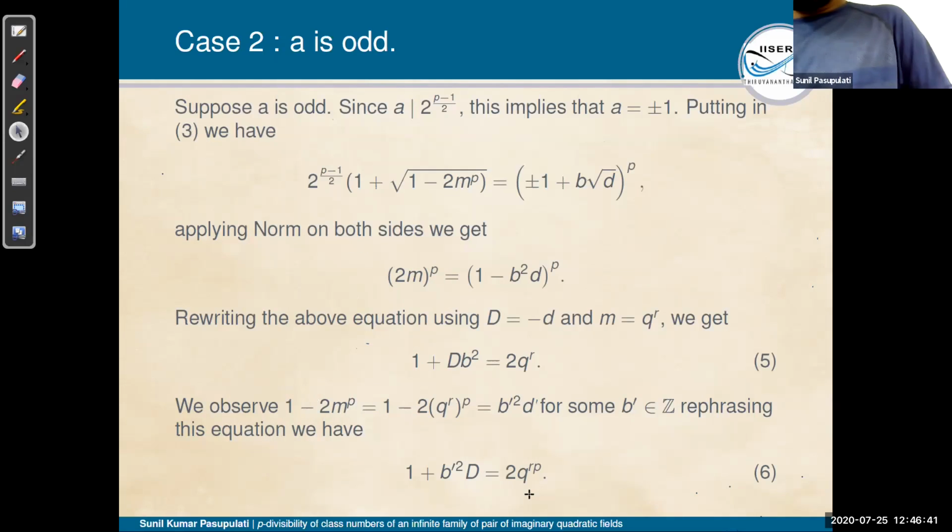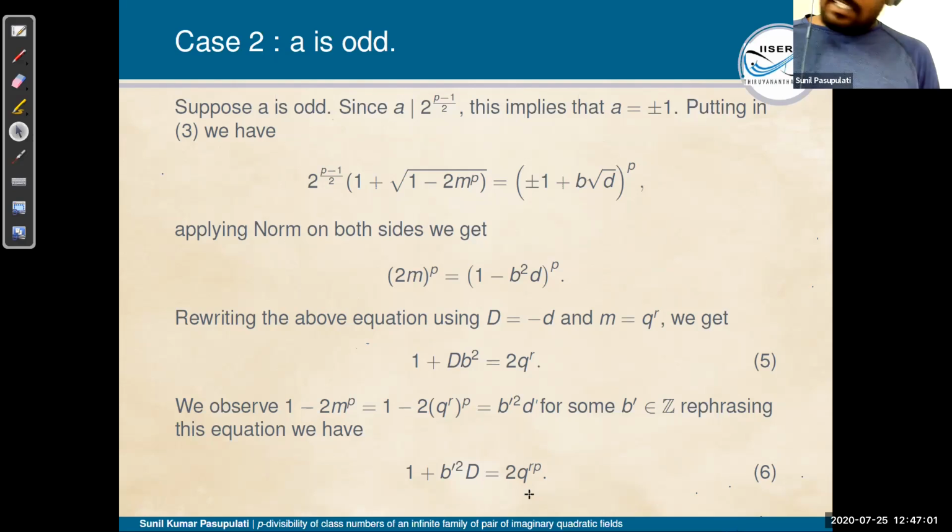Suppose now let's consider the case A is odd. If A is odd and A also divides 2 power, which means A has to be plus or minus 1. Now putting this into equation 3, and then again applying the norm on both sides, we'll have 2m power p is equal to 1 minus b square d whole power p.